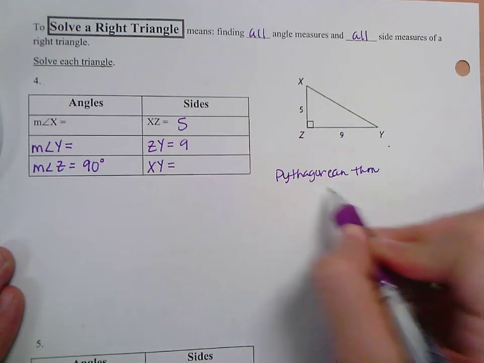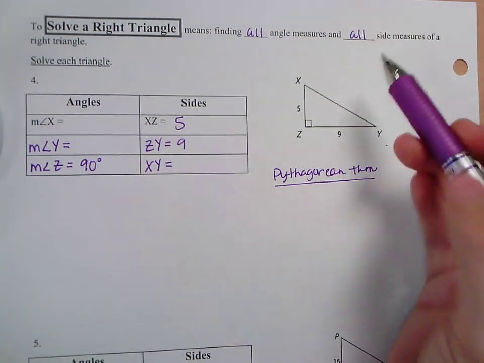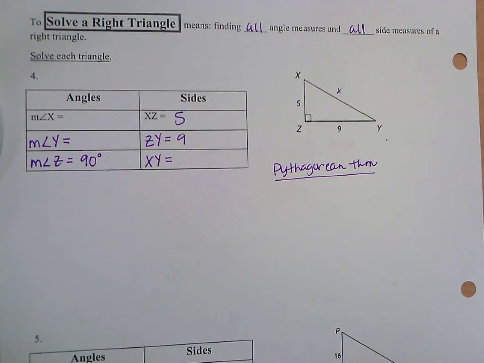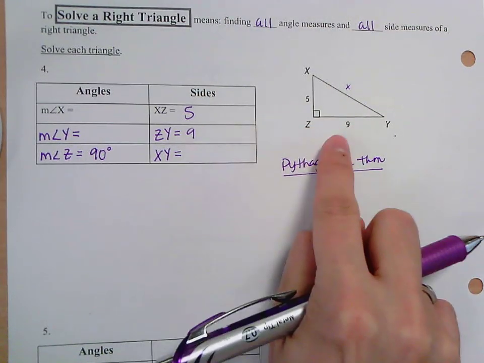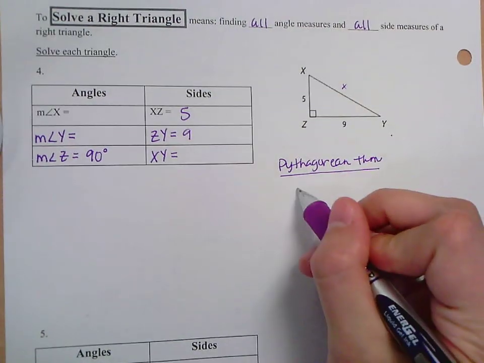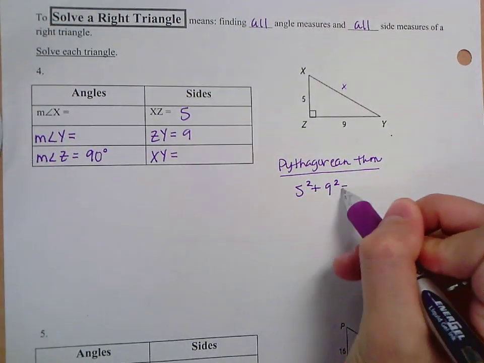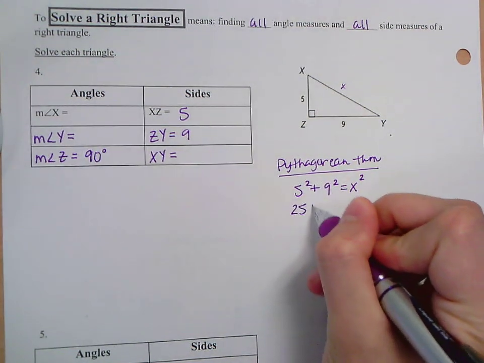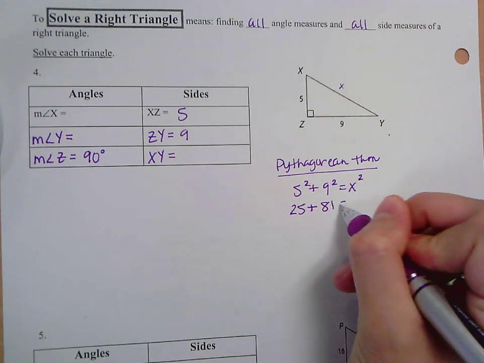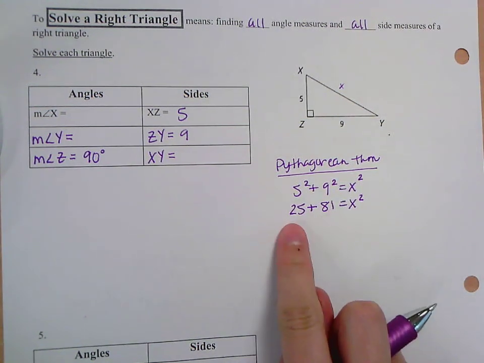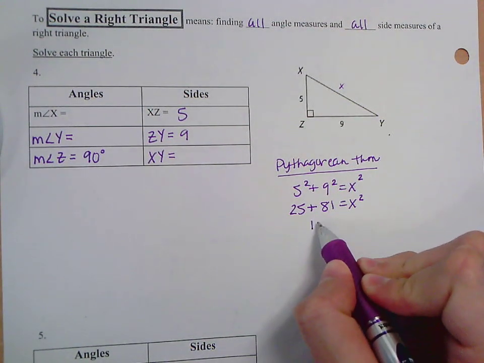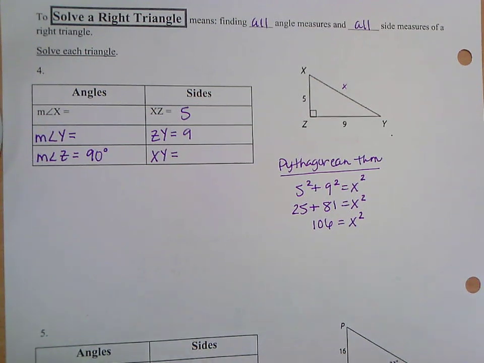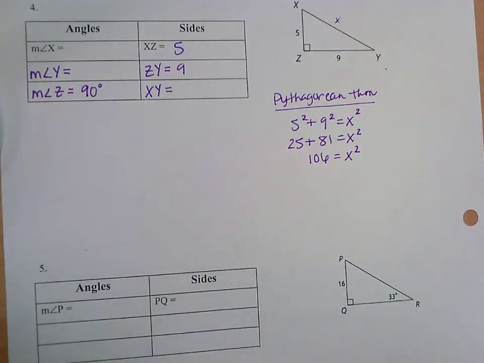I'm going to abbreviate theorem there. My writing's off. So if I call this side like X for right now, just for my equation, so that's 5 squared plus 9 squared should equal X squared. And I solve for X. 5 squared I know is 25. 9 squared is 81. Add those together, I get 106. And then take the square root.